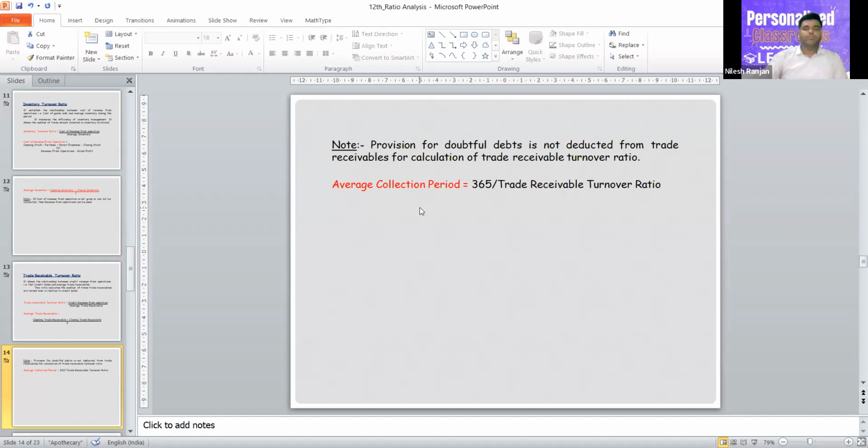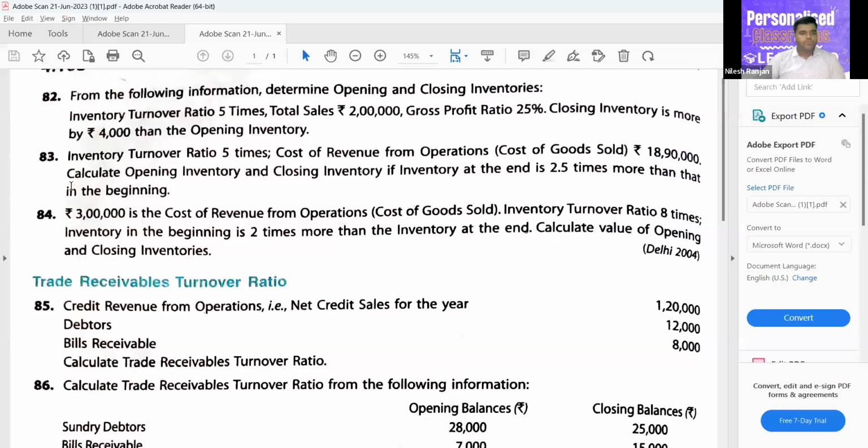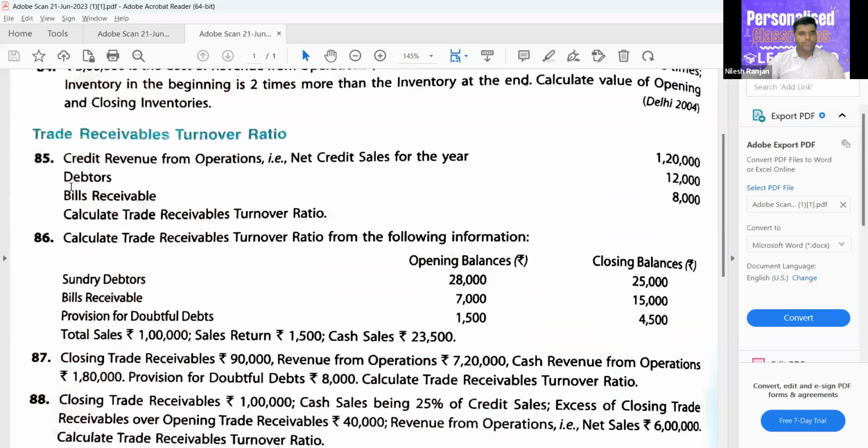Now, on the basis of this, there are questions here on trade receivable turnover ratio. The first one, question number 85: credit revenue from operations, that is net credit sales for the year, is 1,20,000. Our debtors are 12,000 and our bills receivable are 8,000. Now tell me if you can calculate average trade receivable here.